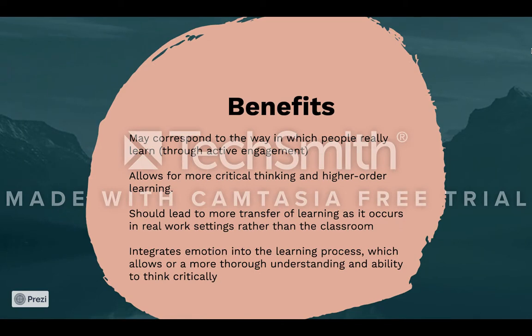There are several benefits to this learning theory. First of all, there's evidence that could correspond to how people really learn through the process of active engagement. It also allows for more critical thinking and higher order learning, since those who are learning are using knowledge that they already possess. It's likely that they are better able to critically think about their situations and their responses. It should also lead to more transfer of learning since it occurs in real-work settings. And finally, an advantage it has over situated learning theory is that it integrates emotion into the learning process. This allows the learner to think more critically.